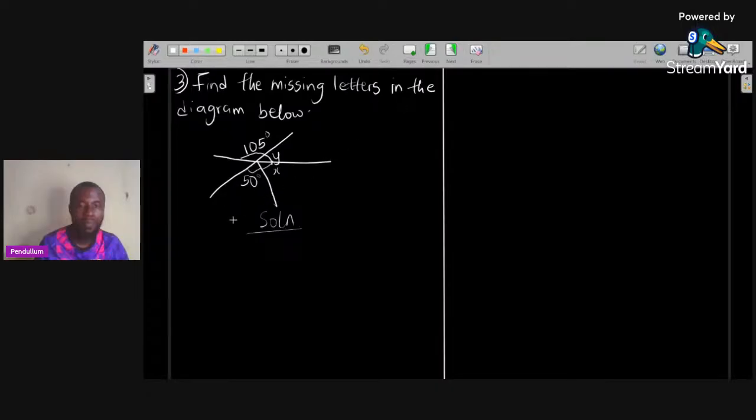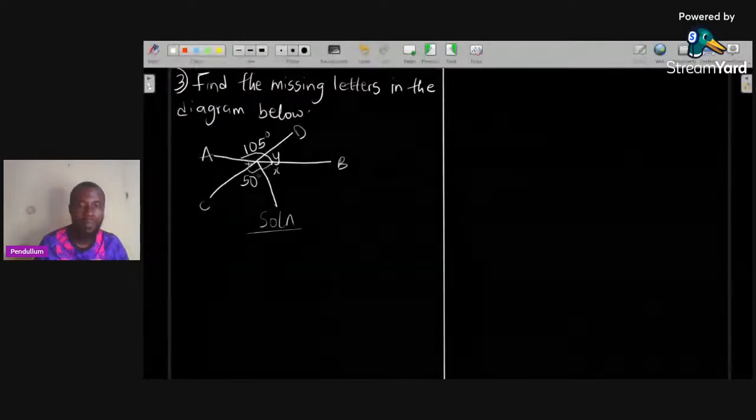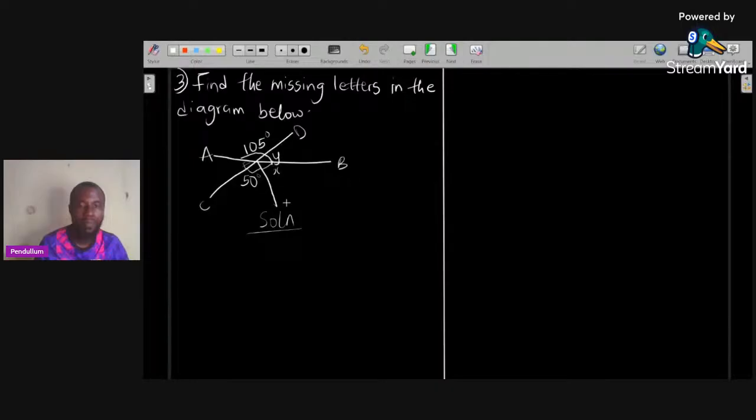So now let me label this. I'll label this A, this B, this C, and this D. I'll label the middle here E, and this side F. So this is line AB, this is line CD, and this other line is line EF. Now, line AB is a straight line, and line CD is a straight line. Either of them, you can use angle on a straight line to find the other side.